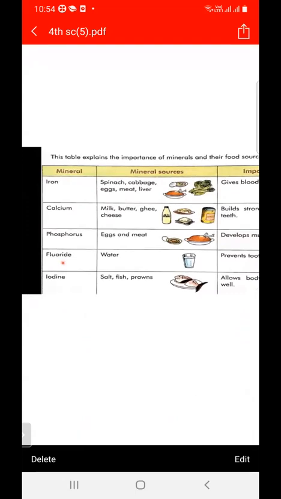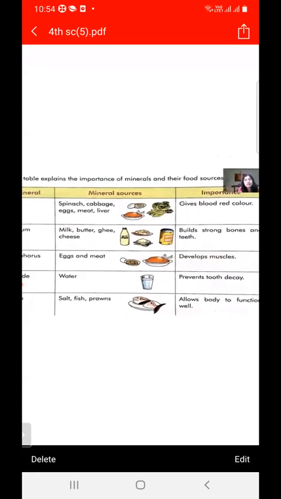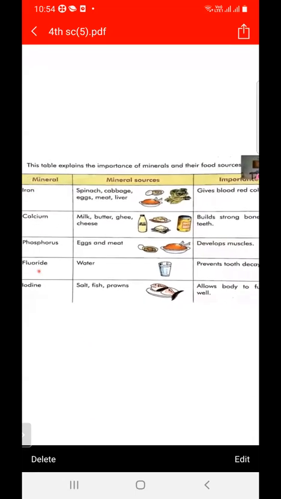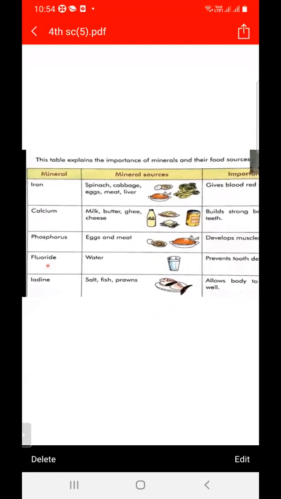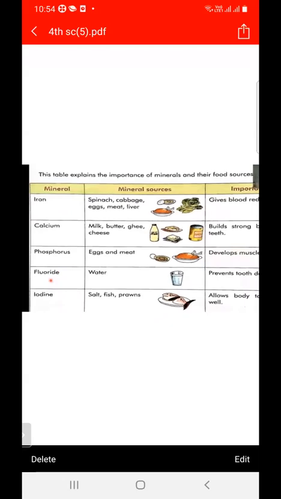And what is the importance? Iron, it gives red color. And calcium, it makes our bones strong. And phosphorus, it helps our muscles. And iodine, we can also obtain from salt, fish, and prawns. So these are the sources of iodine.